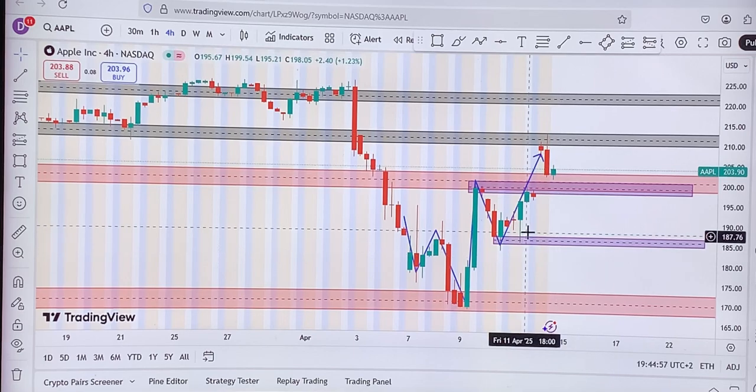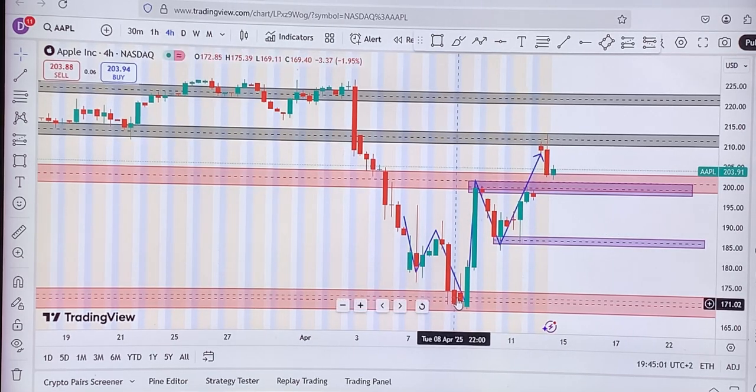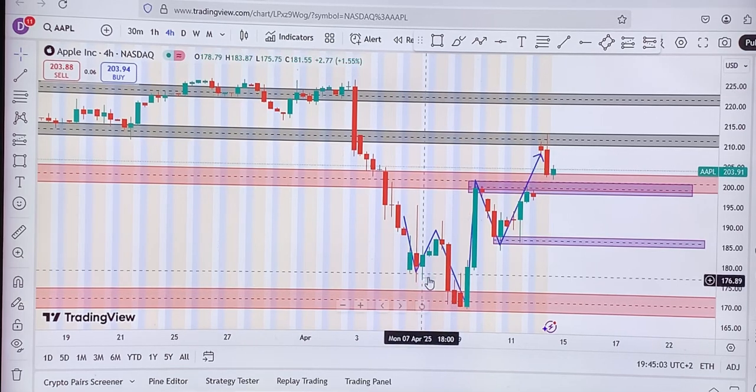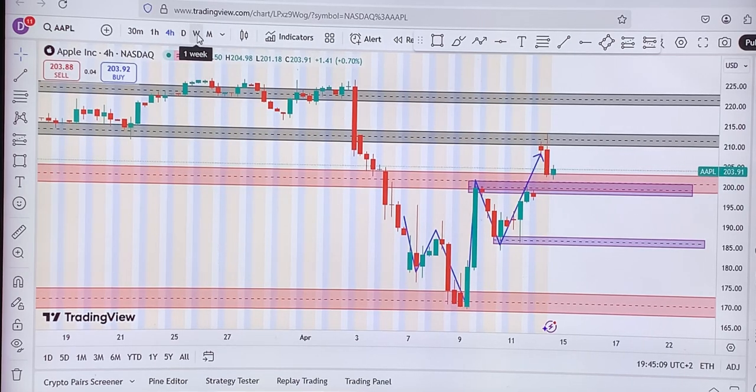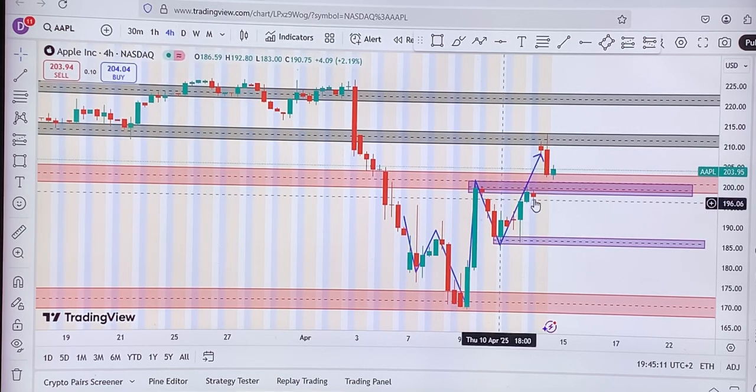So now the monthly time frame and 4 hours are in sync. They're saying one thing: bullish. The weekly and the daily, the daily didn't give us information right here. So the weekly is talking about bearish.